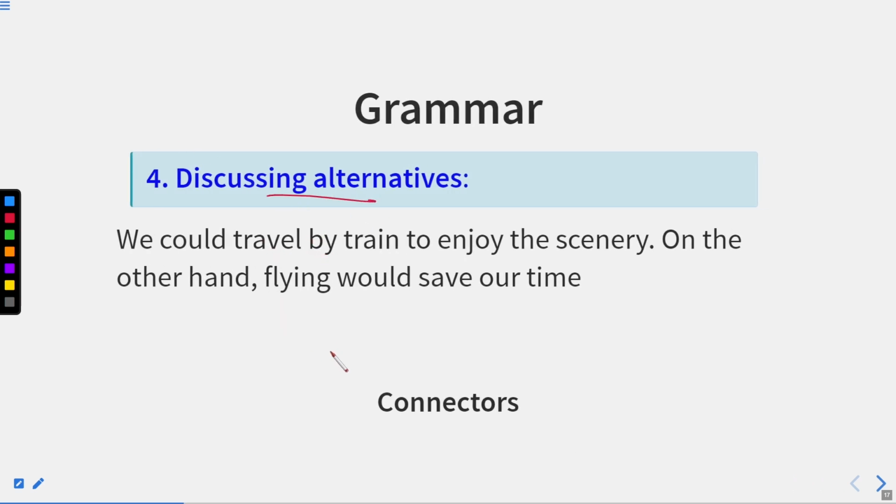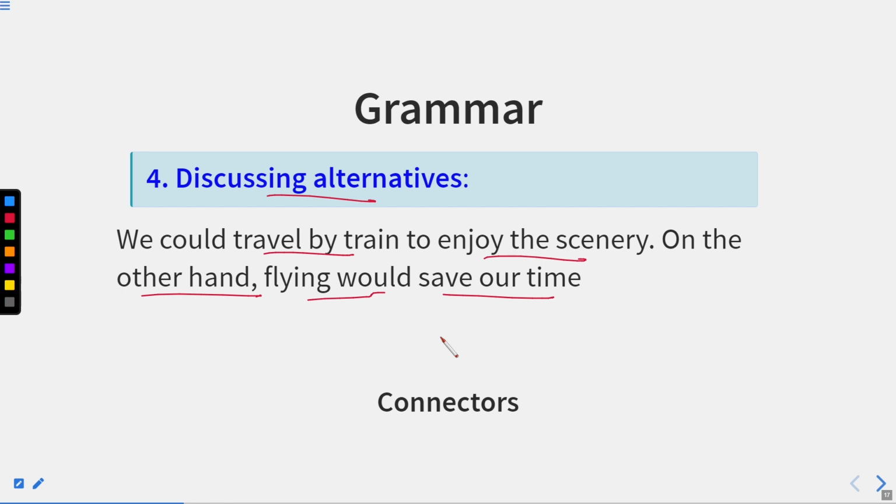When we have two options or several alternatives and we are going to discuss them, we can use "on the other hand." For example, we could travel by train to enjoy the scenery. On the other hand, flying would save our time. So there are two options. Either we choose to enjoy the scenery or to save the time. So we can have two options.